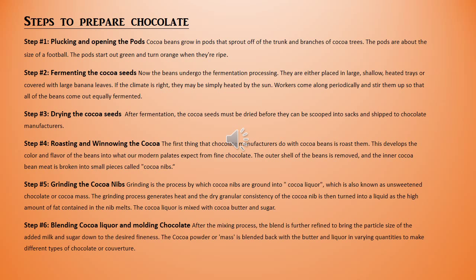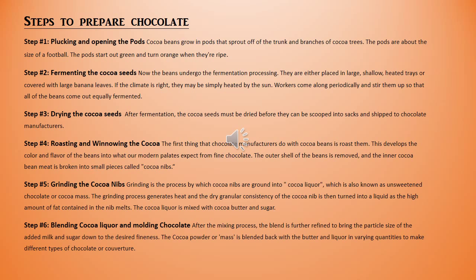To get the chocolate, which is the substance we want at the end, is not that simple. The farmers and manufacturers have to go through a lot of steps to prepare the chocolate. The first step is the plucking and opening the pods. The cocoa beans grow in pods that sprout off the trunk and branches of cocoa trees. The pods are about the size of a football. These pods start green and turn orange when they're ripe, like any other fruit or vegetable.